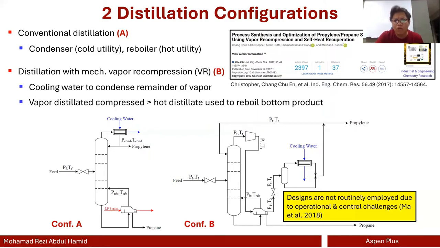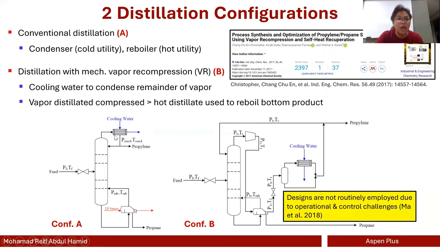So when the temperature goes down, there will be more propylene being condensed, but probably not enough to fully condense the entire stream. So in this case, we have a vapor liquid separator where the liquid propylene will live at the bottom of the vessel, while the remainder of the vapor phase will be condensed in the condenser using a similar cooling water. But the only difference in terms of the condenser between configuration B and configuration A is that configuration B probably will use a lot less cooling water, because maybe like 80% of the propylene has already been condensed.